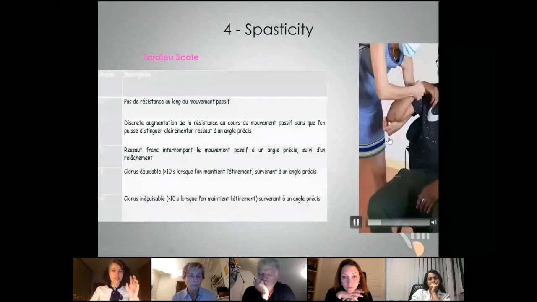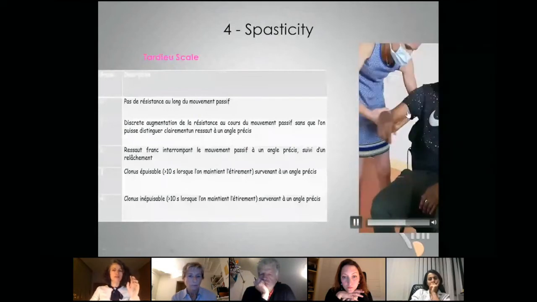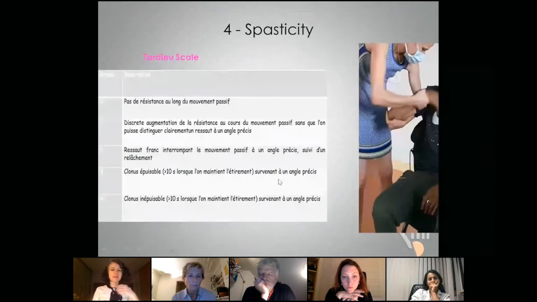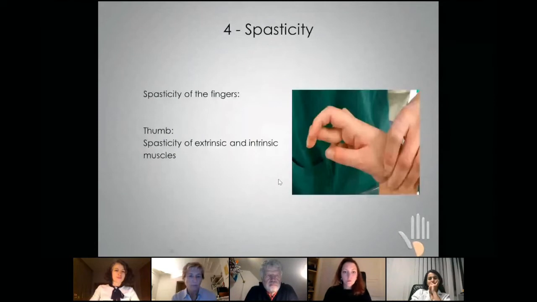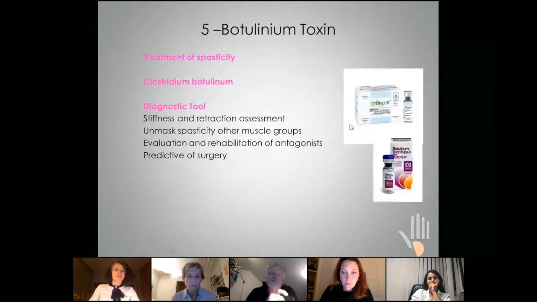And you can see here, when we do it, we really have the angle, and this is also important because sometimes you can have the same severity, but an angle which is much later, so the spasticity is less. The Tardieu scale can also report some clonus in some cases. For the fingers, we will check the spasticity of the long fingers, and for the thumb, the extrinsic and intrinsic muscles.